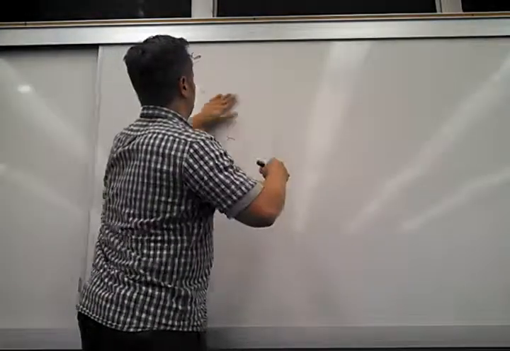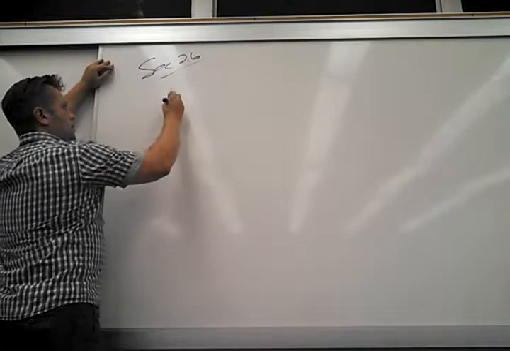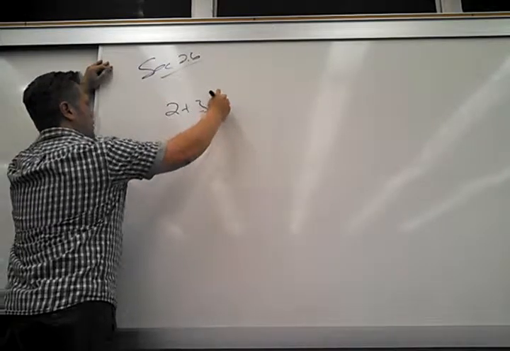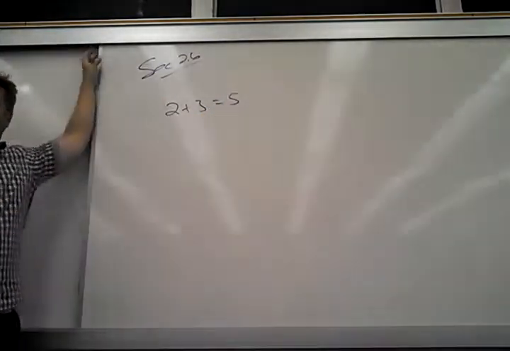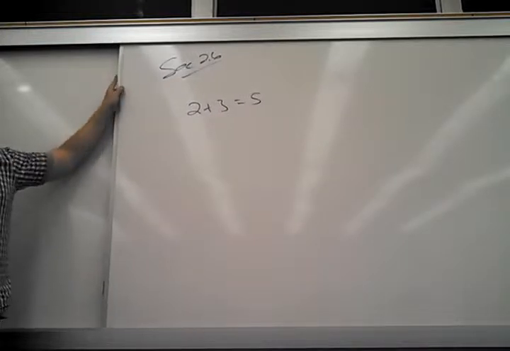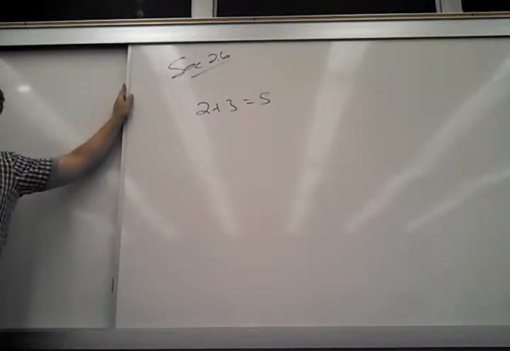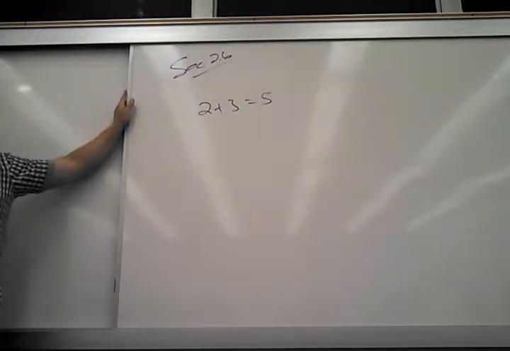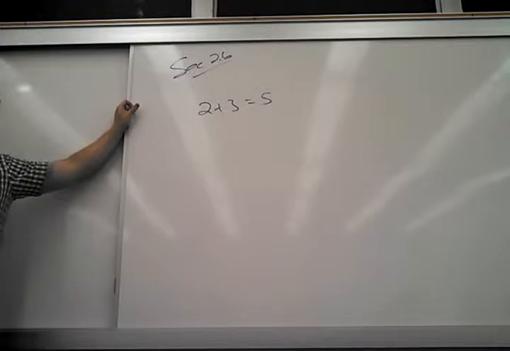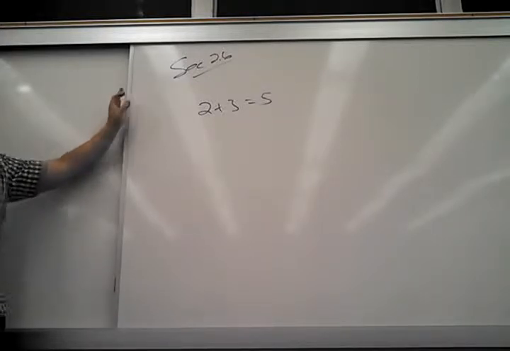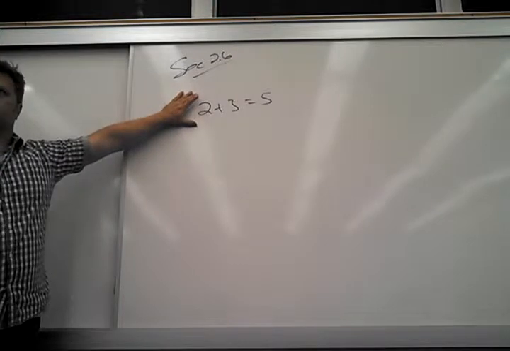So here's the idea of equations. Obviously 2 plus 3 is 5. So that's an example of an equation where there's nothing unknown. The whole idea of equations is trying to work out what x has to be, of course, to make it work. So what I like to do is start with something very concrete.